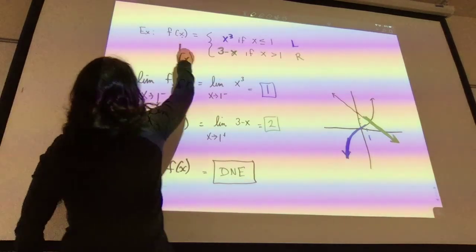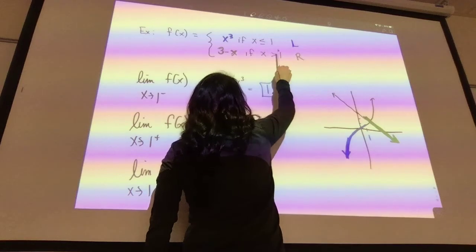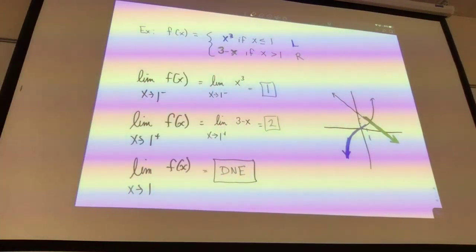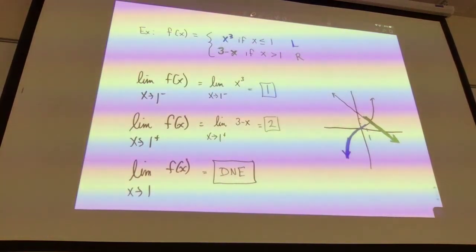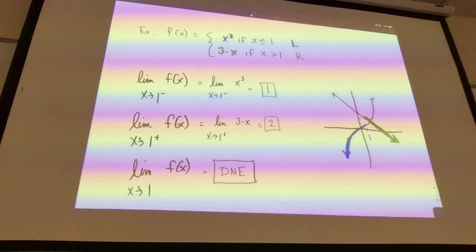So when we see a piecewise like this, and it's giving you descriptions, look to the left of 1, look to the right of 1, that's because that thing's broken at 1. Meaning, what's that mean? Discontinuous at 1, right?